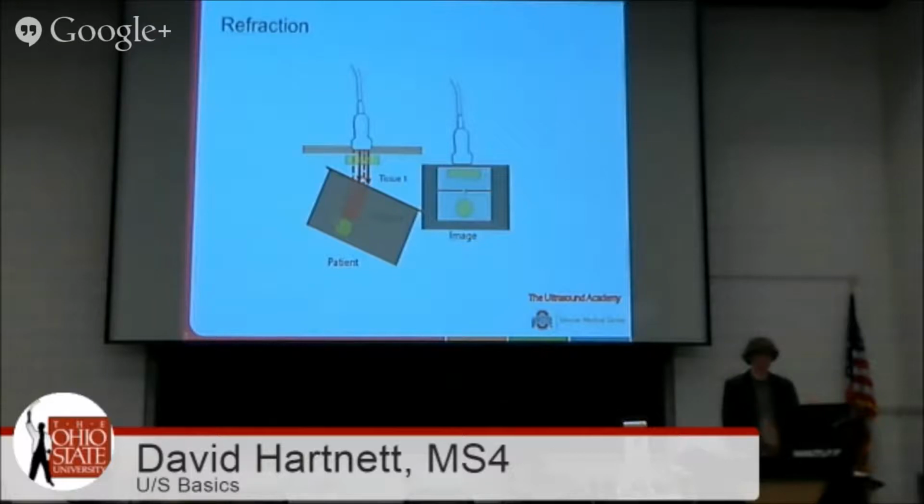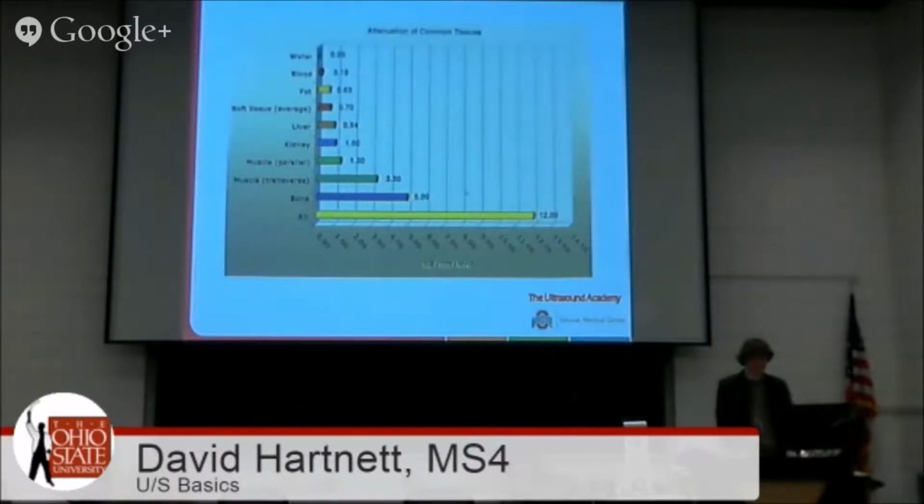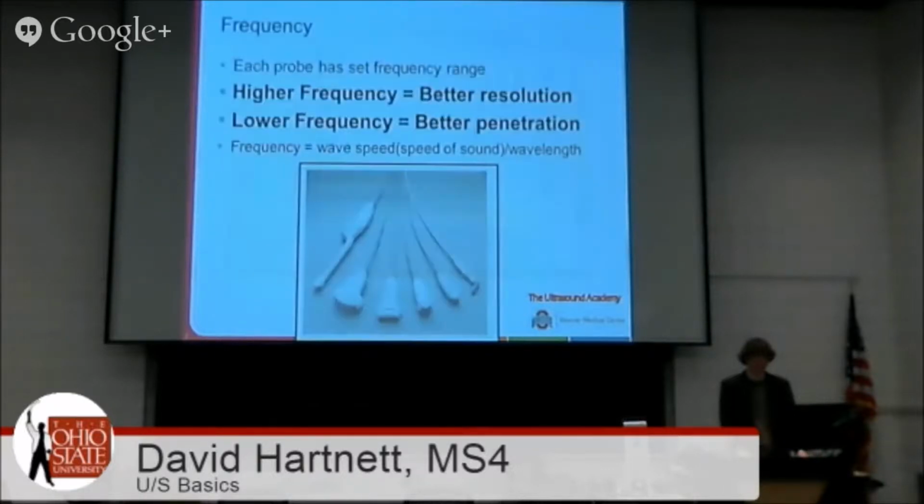So that's one thing the wave can do. It can refract. Attenuation. Like I said, this is the wave getting weaker over time. Notice that water, its attenuation coefficient is 0. In air, it's 12. All the other tissues are kind of in between. This is a very important concept, that different tissues have these different attenuation coefficients. So that's going to affect what we see on the screen.